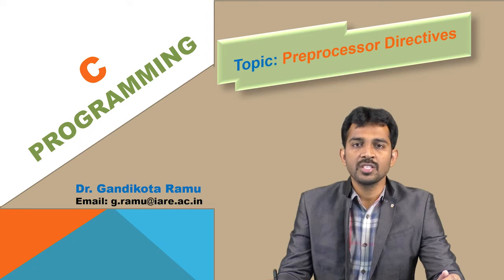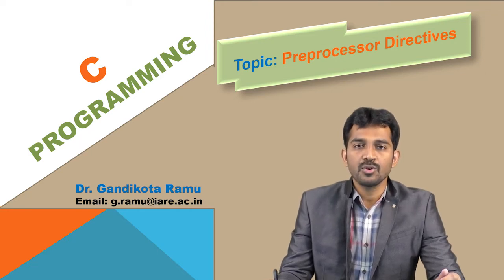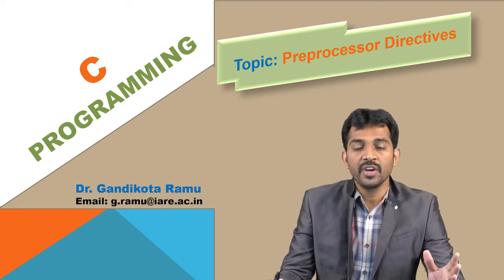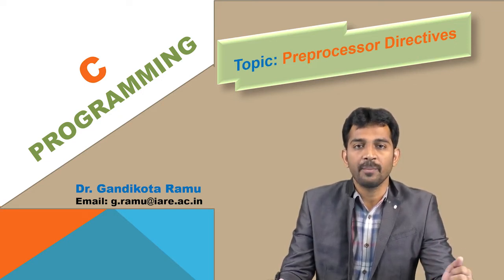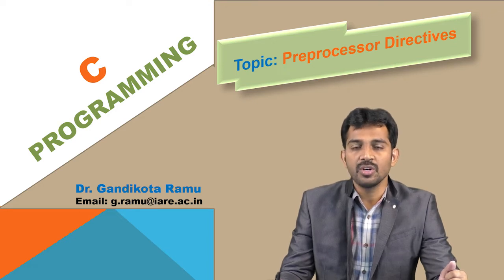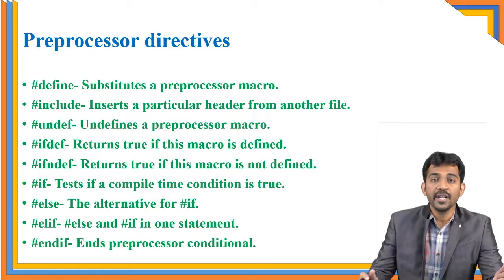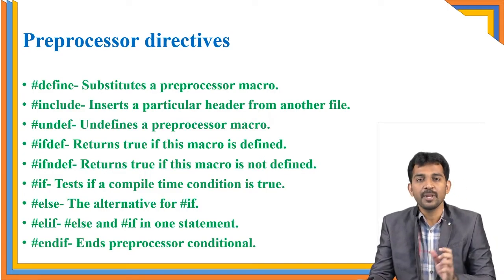Today in class we are going to concentrate on pre-processor directives. What is the meaning of pre-processor directives and how are they useful in a C program? The pre-processor directives are used to replace the code at the time of pre-processing, before going to compile. See, #include. Generally, in every program you use #include stdio.h. You're going to include that library. This is a pre-processor directive.